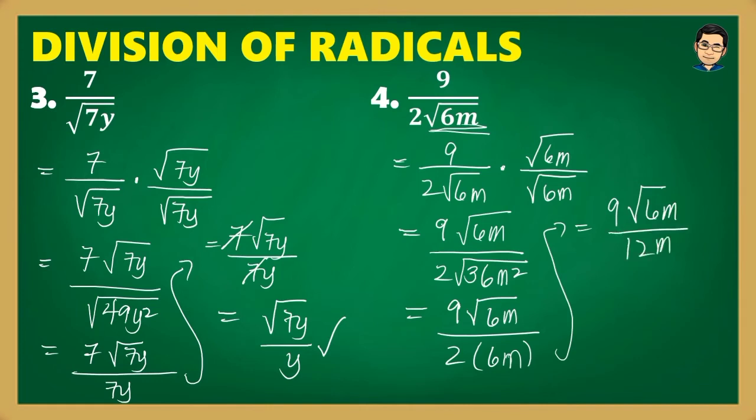And then, pwede nating i-simplify yung 9 tsaka 12, i-lowest term natin. So, yung GCF nila is 3 and 4, is 3. So, 9 will become 3. And then, 12 will become 4. So, our final answer will be 3 square root of 6m all over 4m.